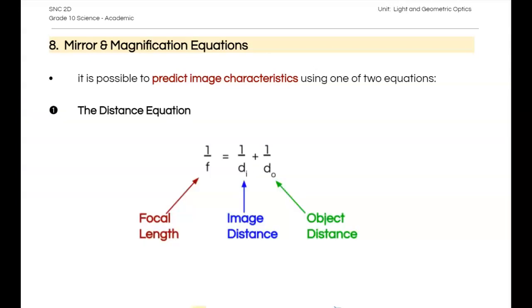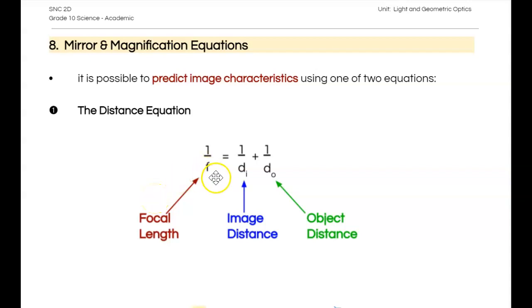Okay, so it's possible for us to make predictions about the image characteristics by looking at a mathematical relationship. This first equation is called the distance equation. So let's take a look at it. It reads as 1 over f equals 1 over d_i plus 1 over d_o. Okay, and let's look at the meaning of each of these variables.